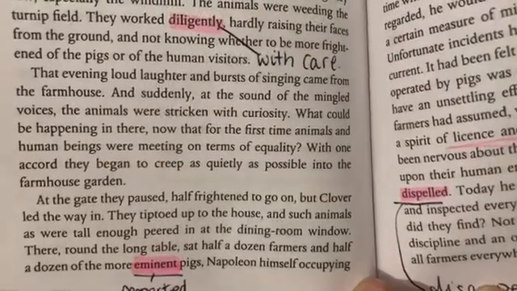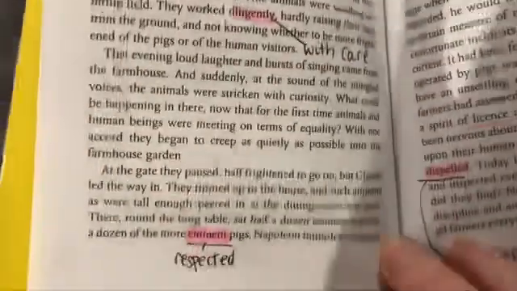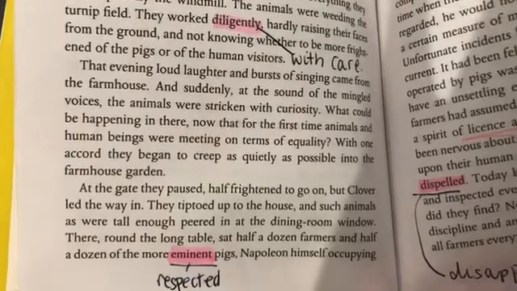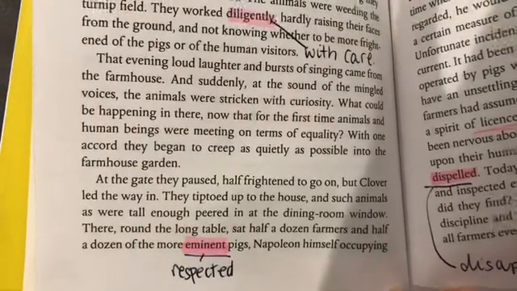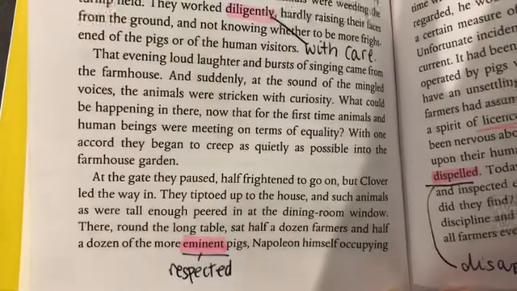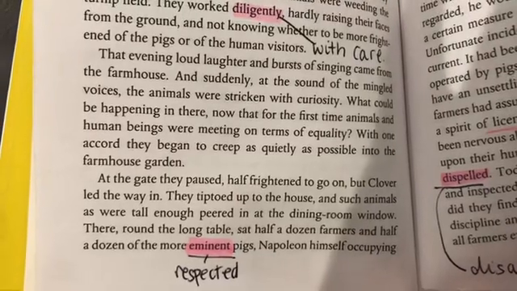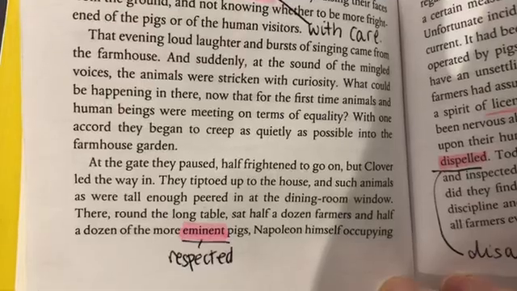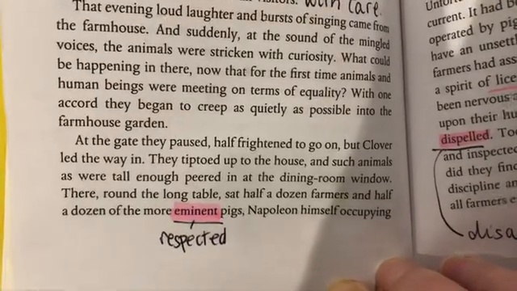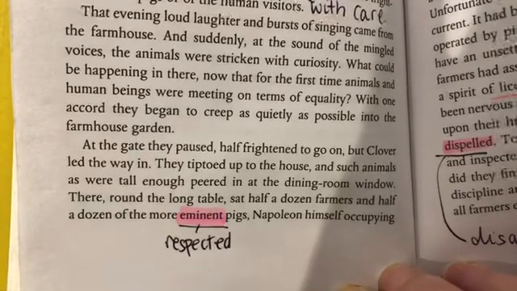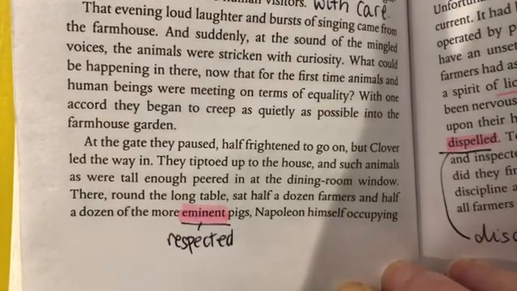That evening, loud laughter and bursts of singing came from the farmhouse. And suddenly, at the sound of the mingled voices, the animals were stricken with curiosity. What could be happening in there? Now that, for the first time, animals and human beings were meeting on terms of equality. With one accord, they began to creep as quietly as possible to the farmhouse garden. At the gate they paused, half frightened to go on, but Clover led the way in. They tiptoed up to the house, and such animals as were tall enough peered into the dining room window.